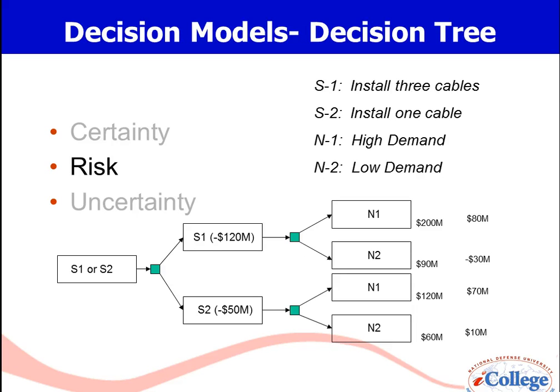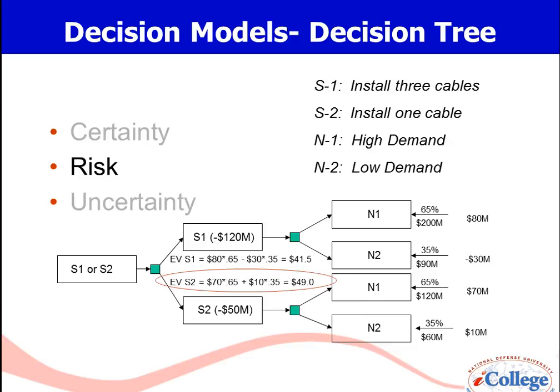Now all I have to do is calculate the expected value in the same manner I did before. After I determine that there is a 65% chance that there will be high demand and a 35% chance there'll be low demand, now I can calculate the expected value in both cases, and clearly installing 1 cable is a better proposition than installing 3 cables given the information that has been provided here.